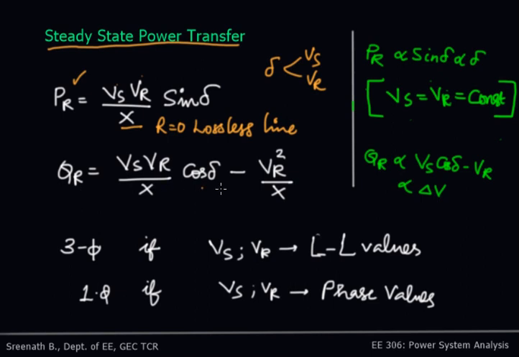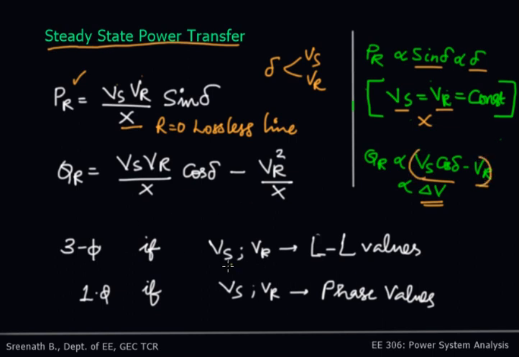Now QR was also derived. We saw that PR is proportional to sine delta, or proportional to delta, assuming VS and VR are constants and X is also a constant. So the sending end voltage and receiving end voltage remain the same, and the reactance remains the same. And QR was proportional to the change in voltage, or delta V, or the voltage drop, VS cos delta minus VR.